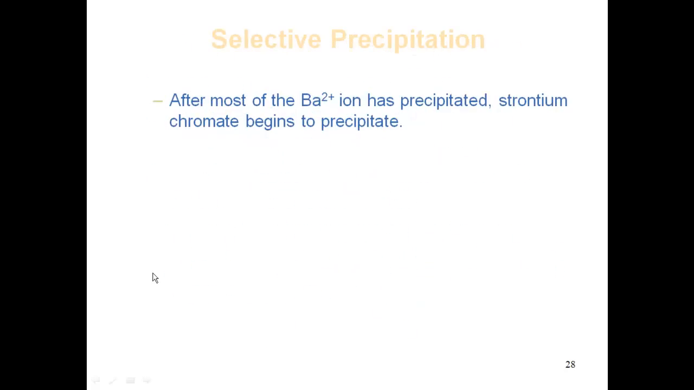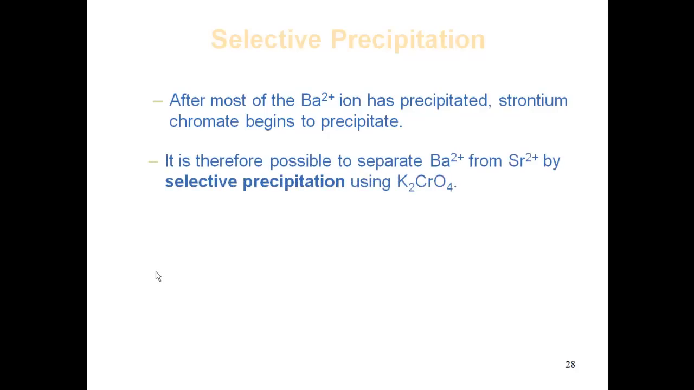After most of the barium ion has precipitated, strontium chromate will begin to precipitate out. It is therefore possible to separate the barium from the strontium by selective precipitation using potassium chromate. We take advantage of this in qualitative and quantitative analysis. Most of the time there's an experiment in Gen Chem 1 or Gen Chem 2 which deals with qualitative analysis where we take advantage of this selective precipitation.